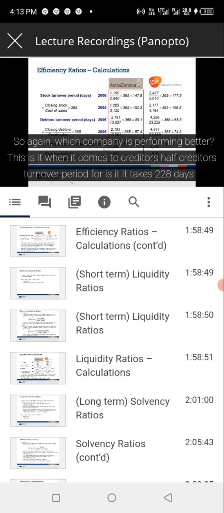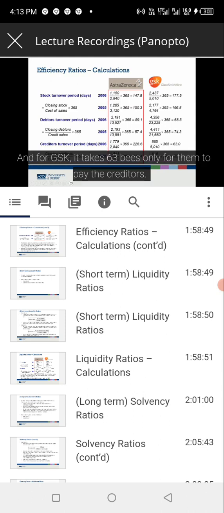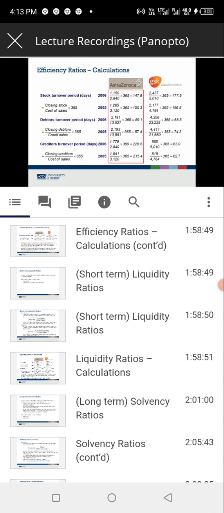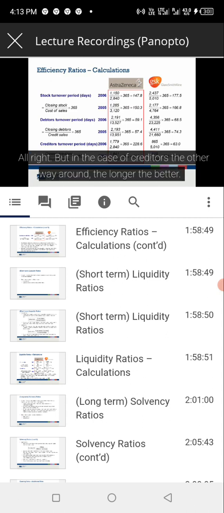When it comes to creditors turnover period, for AZ, it takes 228 days. And for GSK, it takes 63 days only for them to pay their creditors. And in 2005, it was 215 for AZ, and for GSK, it was 62.7. So which company is performing better? GSK, all right. But in the case of creditors, it's the other way around. The longer, the better. The longer it takes, the better.